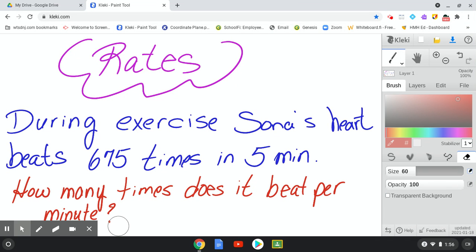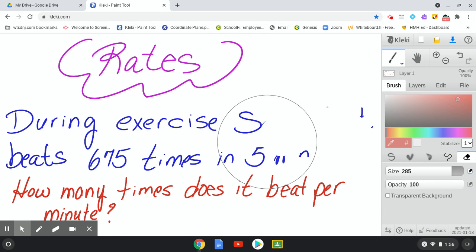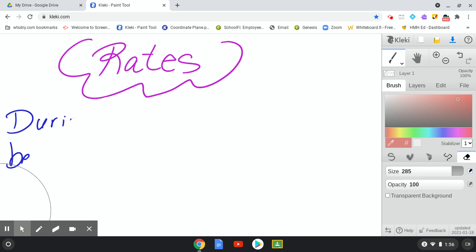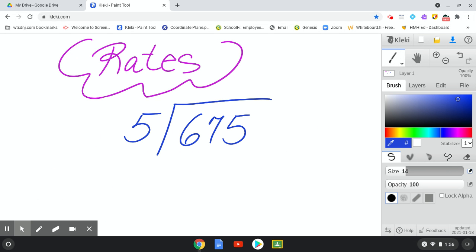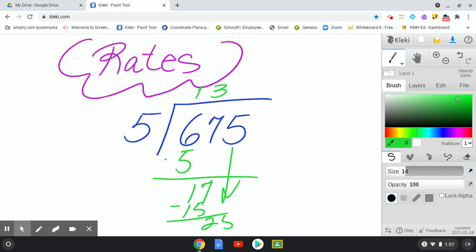Okay, so let's go ahead and do that. So it beats 675 times in 5 minutes. To find out how many times it beats in 1 minute, we're just going to do the division, right? So 5 goes into 6 once, left with 17. 5 goes into 17 3 times at 15. 5 goes into 25 5 times exactly at 25.